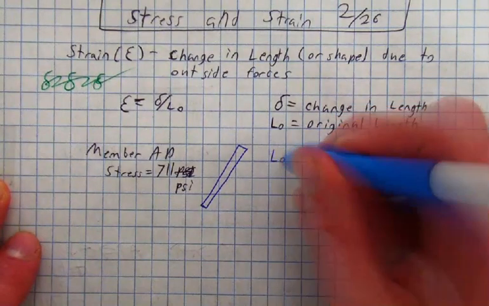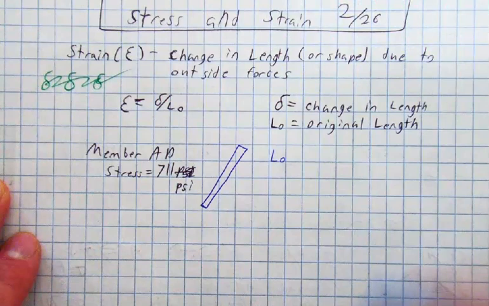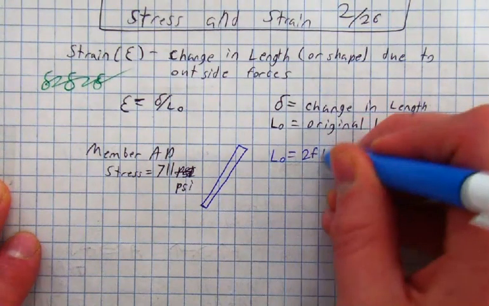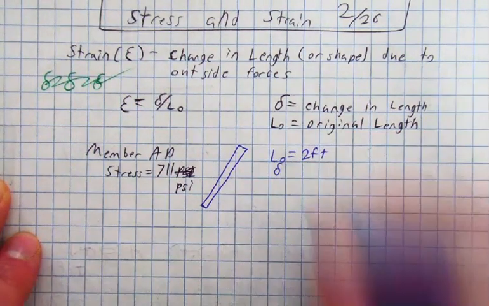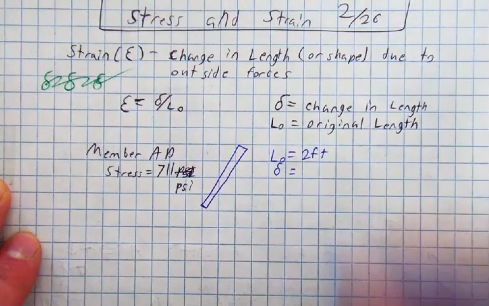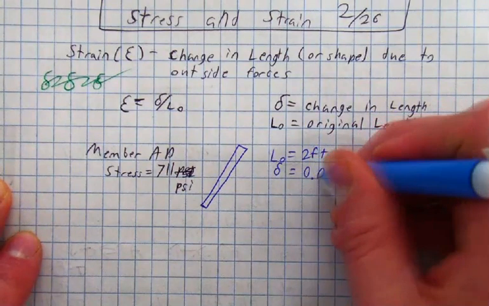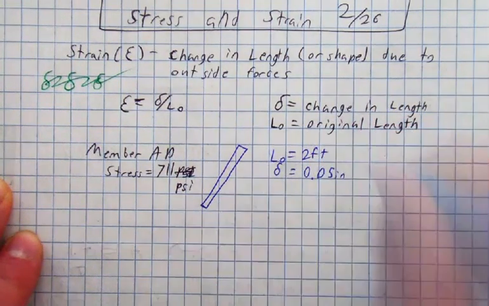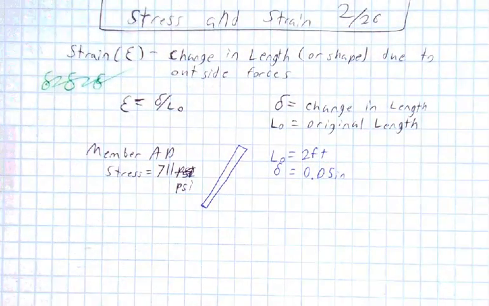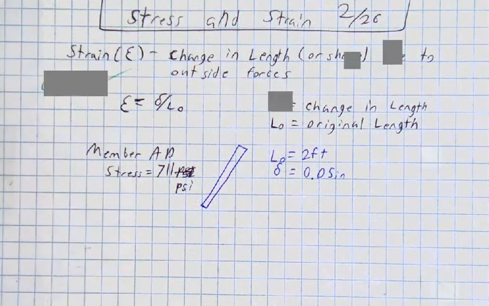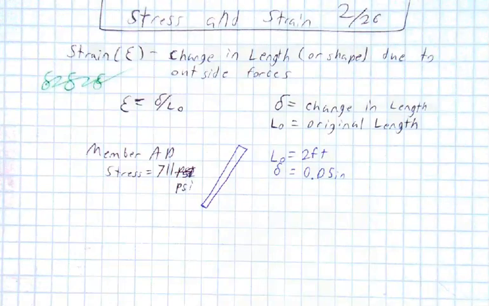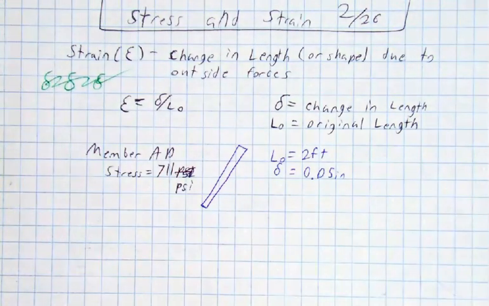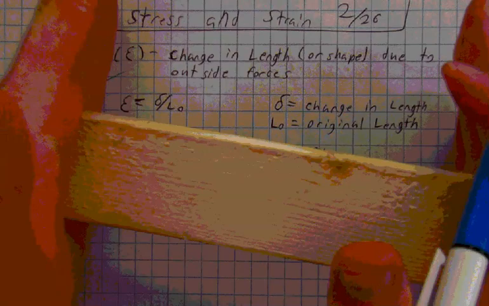So L_O, length original, is 2 feet. And let's say the change in length, so this little delta, equals very small, 0.05 inches. So 1/20th of an inch. And that's believable. It's a very small change, right? It barely changes in length at all when we compress it. Hardly noticeable. Could y'all imagine that? Is that feasible?